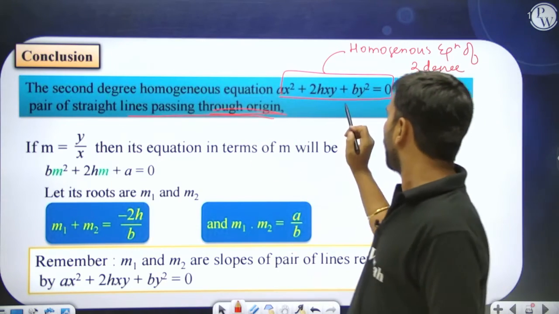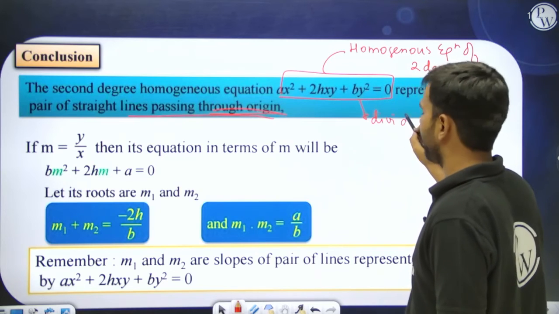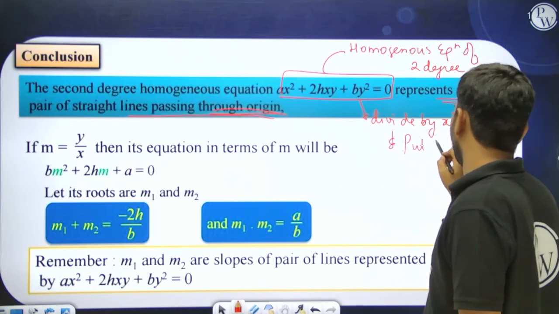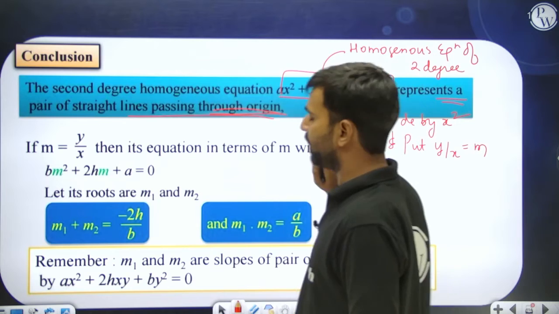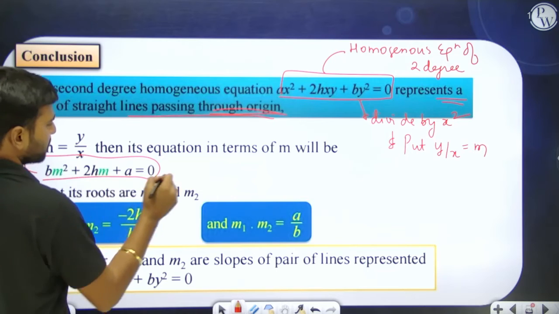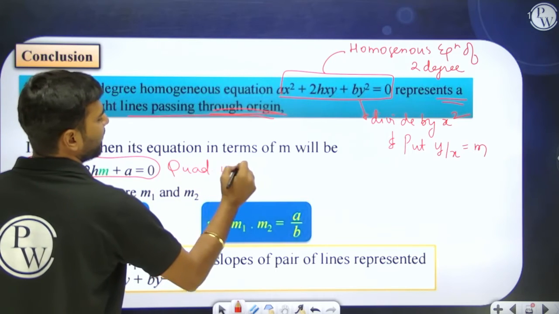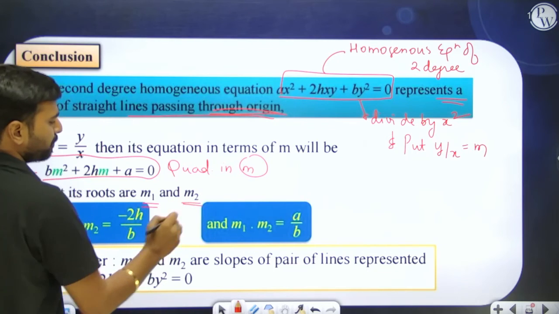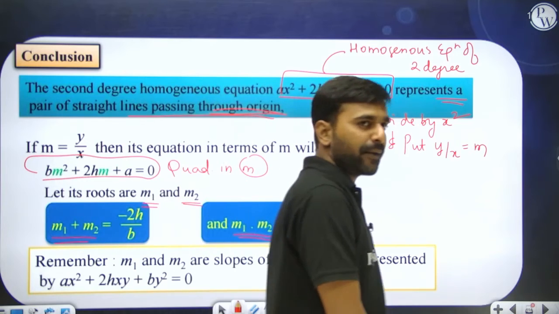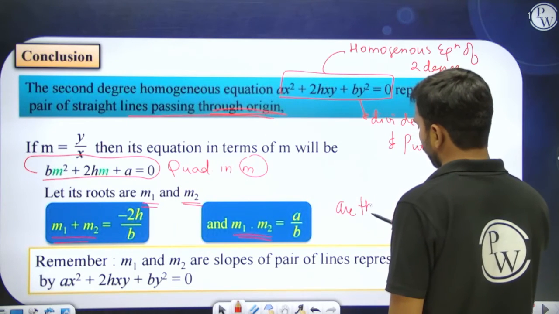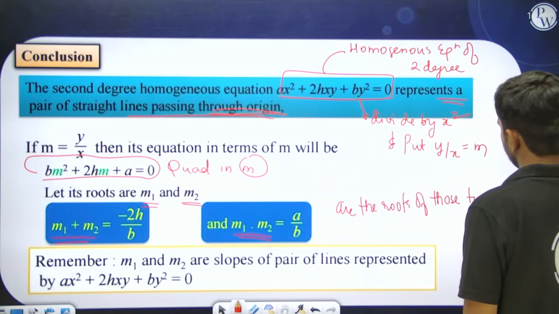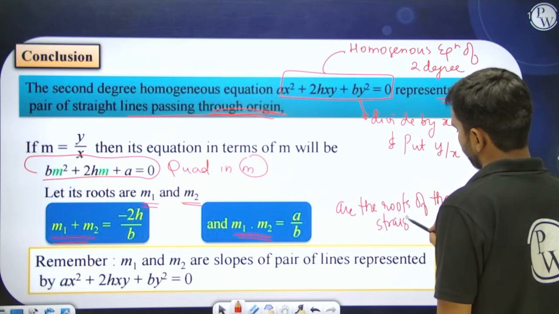Over here, if we divide by x square and put y by x equal to m, the equation will be formed like this: bm square plus 2hm plus a equal to 0, which is a quadratic in m. If we solve this quadratic, we get two roots m1 and m2. The roots follow this relation: sum of the roots is minus 2h by b, and product of the roots is a by b. These m1 and m2 are the slopes of those two straight lines passing through the origin.